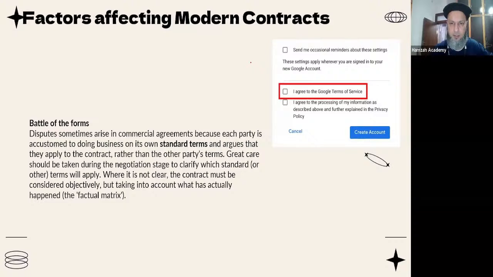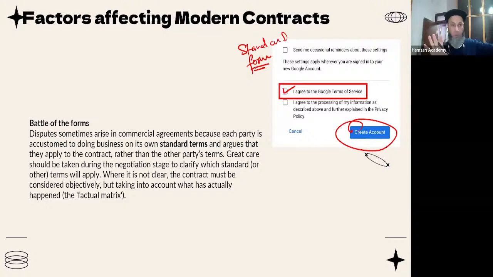Now, this is an example. Do you think we can create a Google account if I do not check this? No, it will not be permitted. It will not let me create an account. I have to check it. This means that this is a standard form. This is Google's standard form. If I want to avail their services, I have to agree to these terms. These are non-negotiable. I cannot make changes. I cannot say to them that, okay, clause number 3, 4, 5, I don't agree with that, or make certain changes. No, it is a standard form. This is not an issue because it is a standard form and I am a consumer. I don't have my own form.